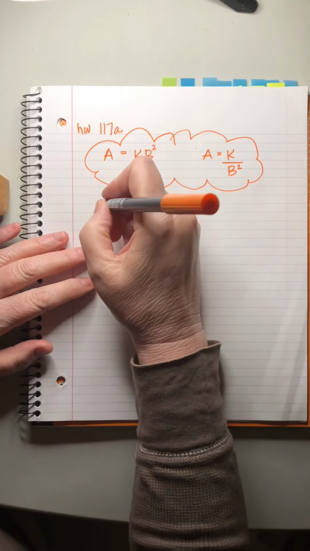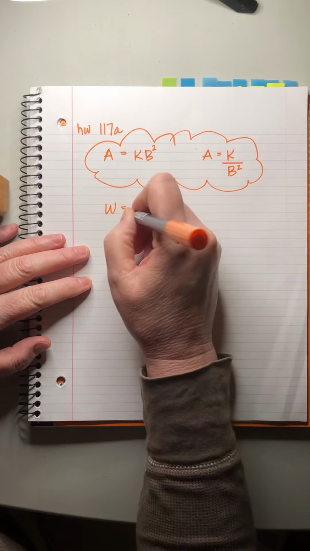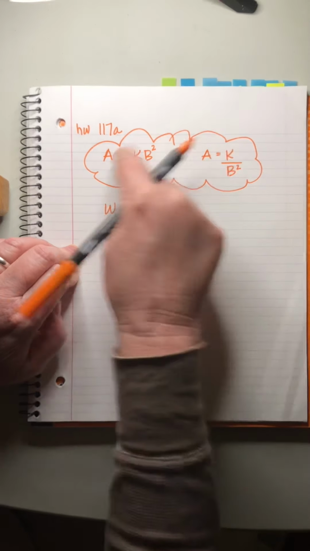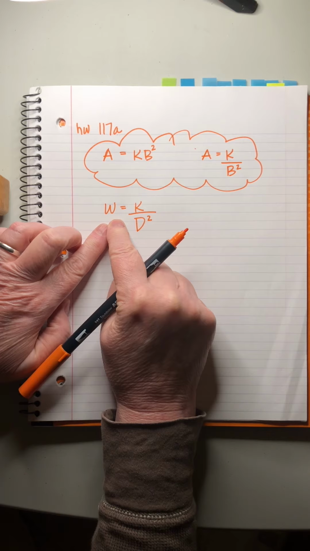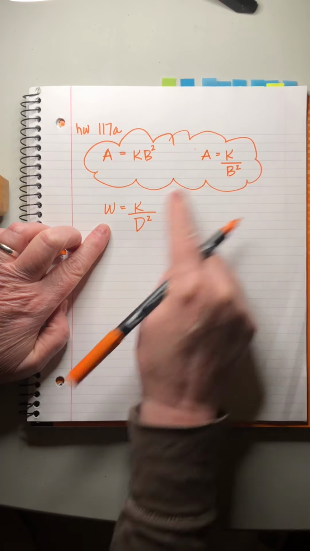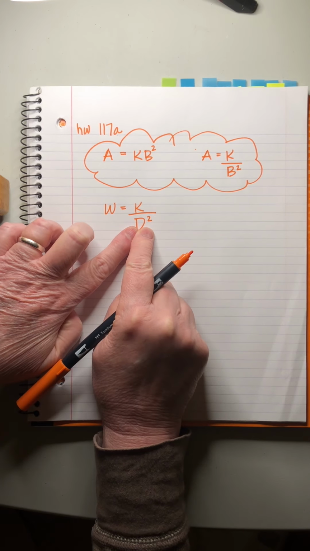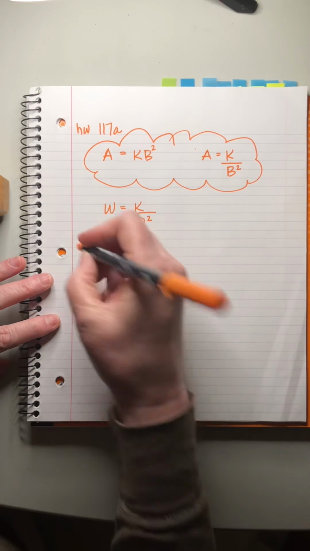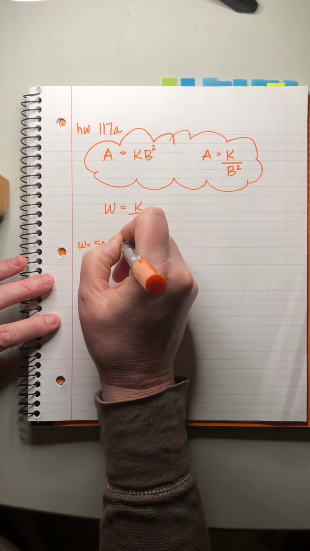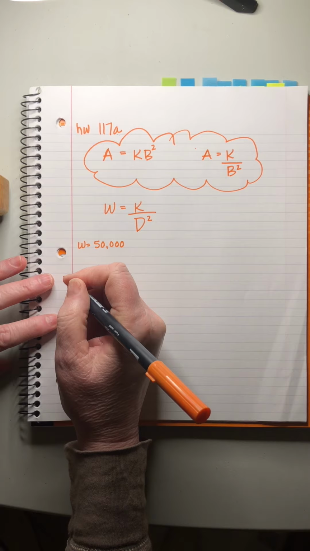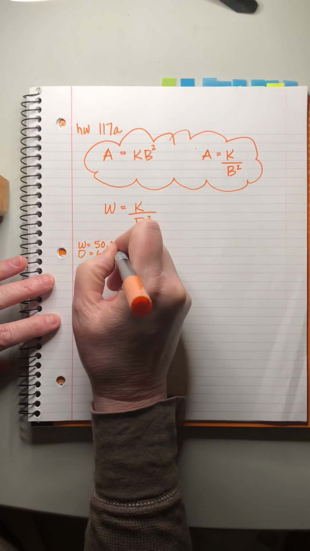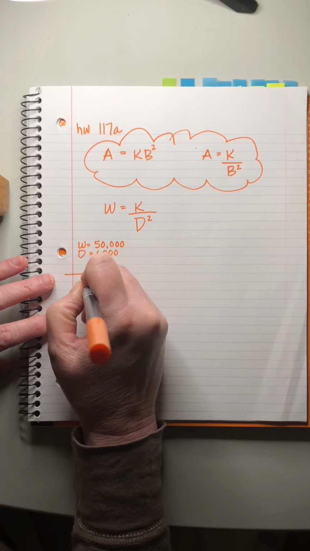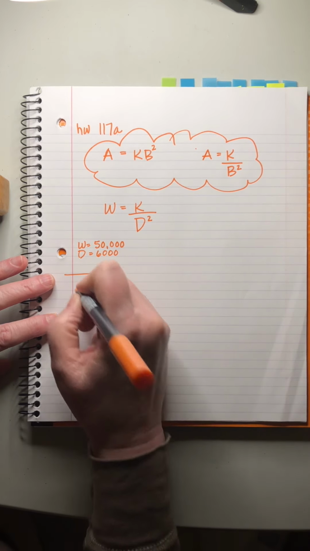But here's the situation. We're saying that the weight varies inversely as the square of the distance. See how I just took the sentence and turned it into the version of this that we need? The weight of a body on or above the surface of the earth varies inversely, so we know it's this one, with the square of the distance from the body to the center of the earth. Do not let the physics psych you out. Okay, if a body weighs 50,000 pounds at a distance of 6,000 miles, then how much would it weigh when the distance is 25,000 miles?